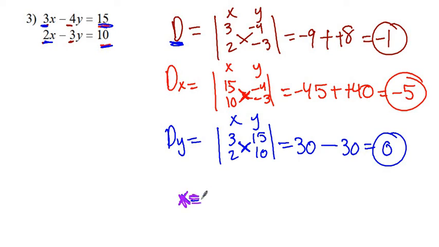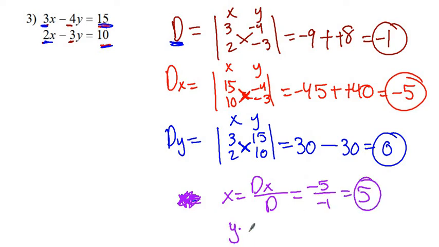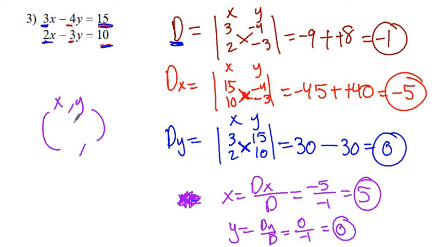I was trying to use a different color there so we don't confuse it with the work that we did. x equals Dx over D, and Dx was negative 5 and D was negative 1. So that means x equals 5. And y equals Dy over D, and Dy is equal to 0, and 0 divided by anything is equal to 0. So our final answer here, x comma y, is x equals 5 and y equals 0.